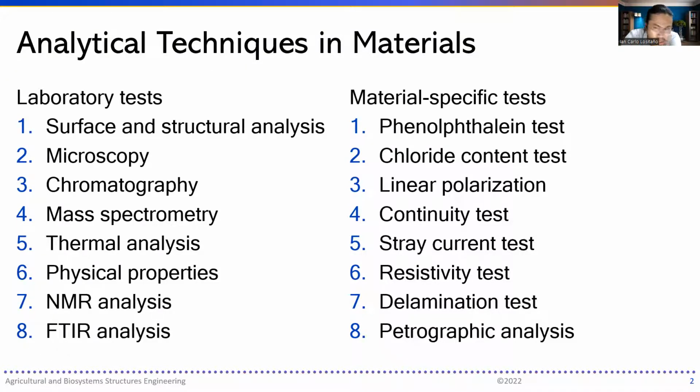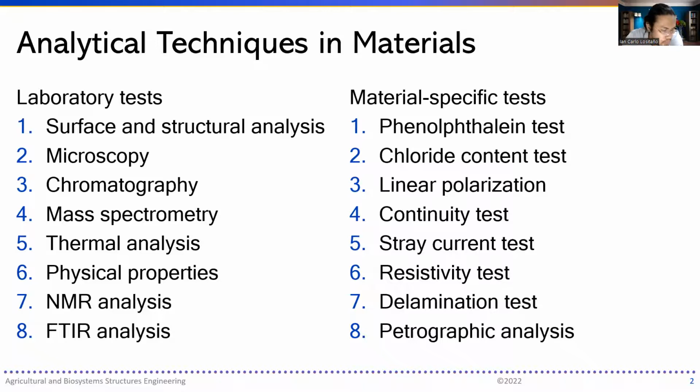Next is the resistivity test, and this is to determine the concrete resistivity and corrosion of the concrete. Next is the delamination test, and the concrete is in principle laminated, and the delamination test actually sees if the delamination is occurring, so the material is going to break down in sheets.